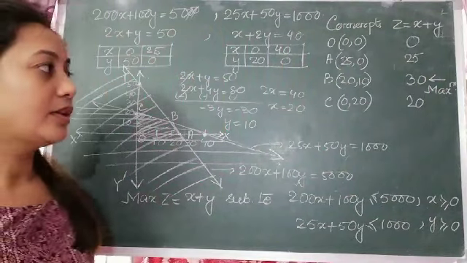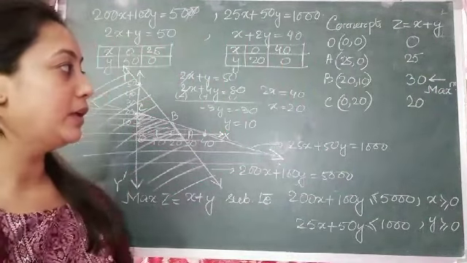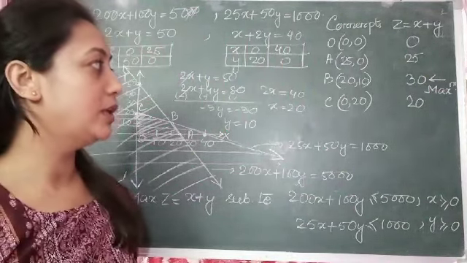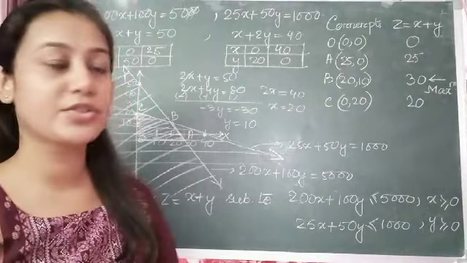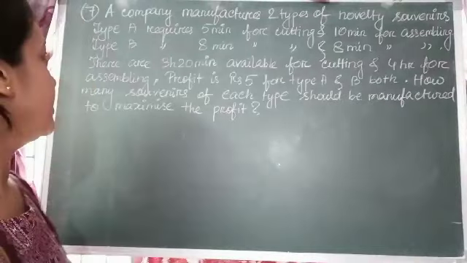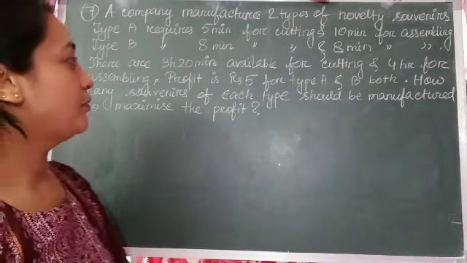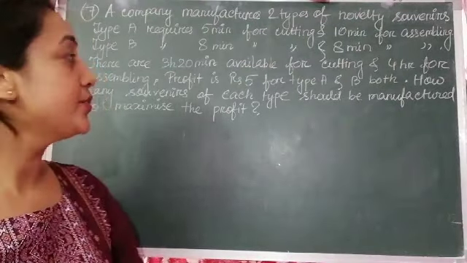And hence the maximum number of cakes that can be made with the given ingredients is equal to how much? The next question is also of the same kind. The question is, a company manufactures two types of novelty souvenirs.